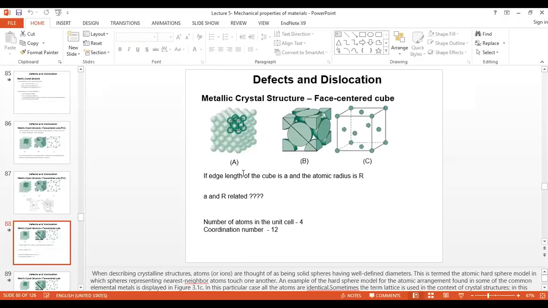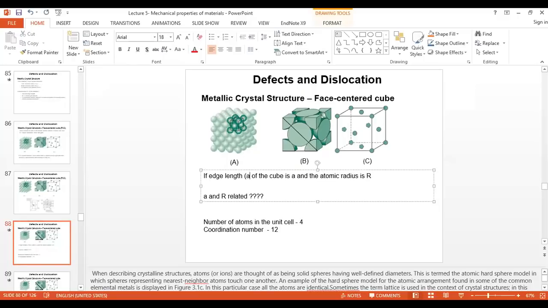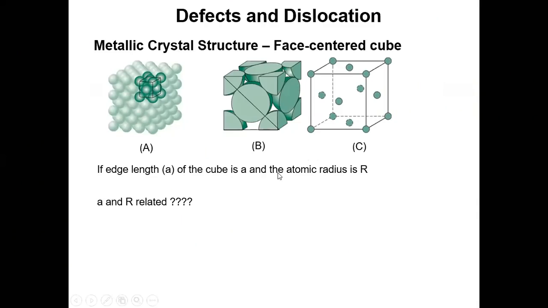That means if this is the edge length, if it is simple A, can you relate this length with this atomic radius? Atomic radius means this is the atom, so this is the radius. So can you get a relationship between this edge length and the atomic radius r? Can you think about it?